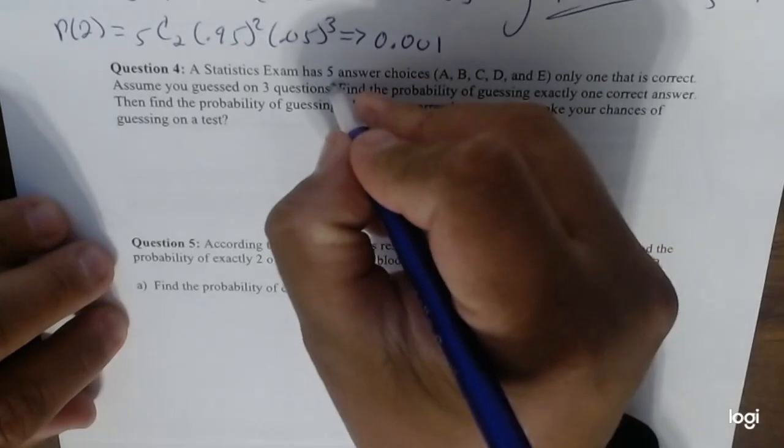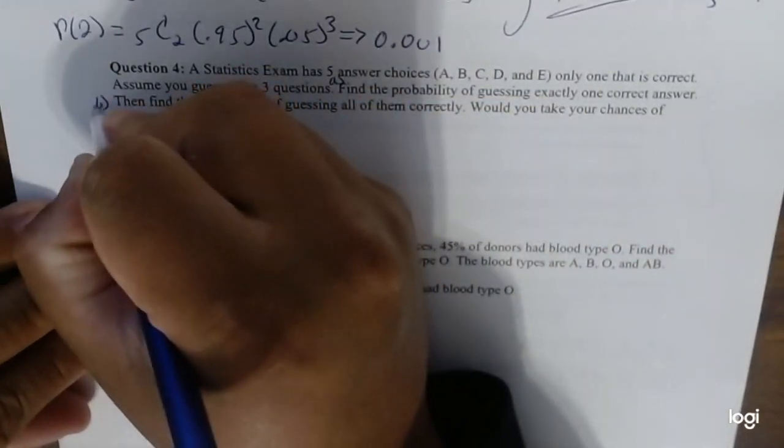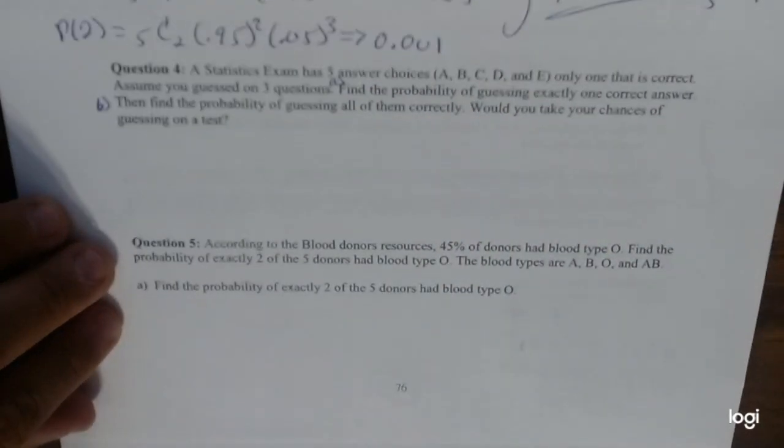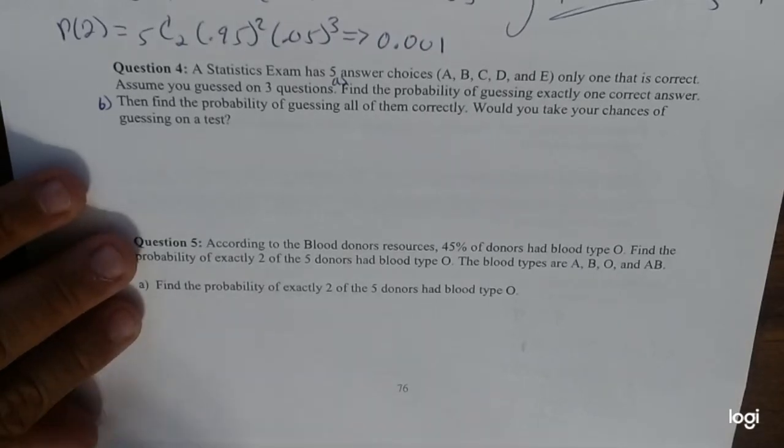So the first question is this one. And here's your second question, part B. So there's an A and B portion itself. Okay. Now, let's just look at A. Find the probability of guessing exactly one correct answer.